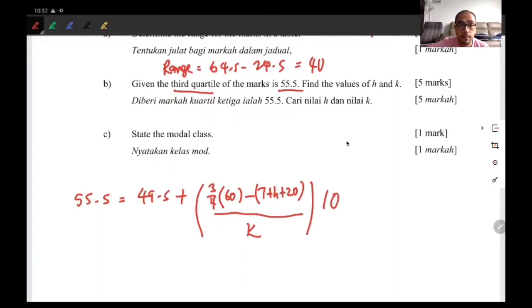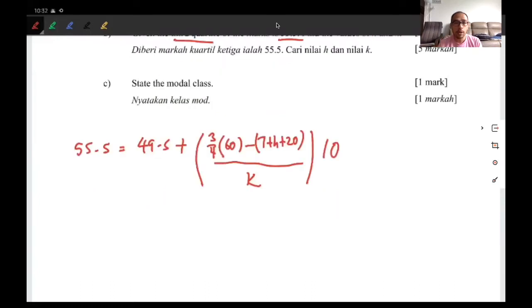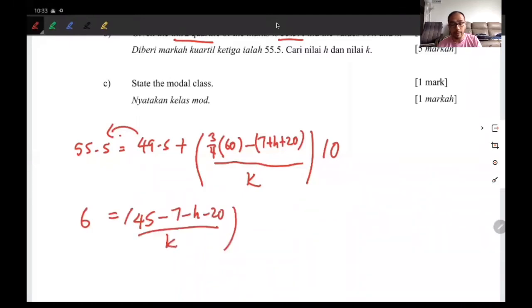Okay, so when we arrange this, first I'm going to bring this over. So 55.5 minus 49.5 will give you 6 equals 3 over 4 times 60, which is 45, minus 7 minus h minus 20 over k. The whole thing will be times 10. I'm going to move the 10 across.